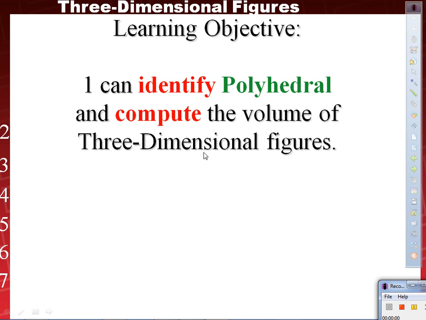Our objective for today: I can identify polyhedra and compute the volume of three-dimensional figures. Read together, 1, 2, 3. I can identify polyhedra and compute the volume of three-dimensional figures.